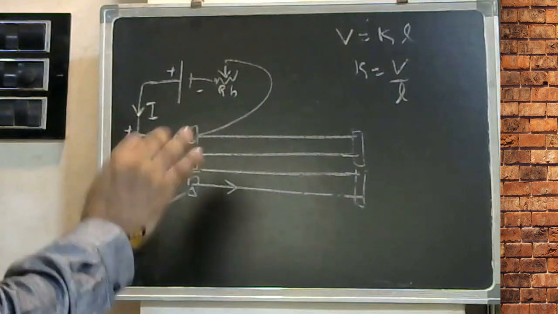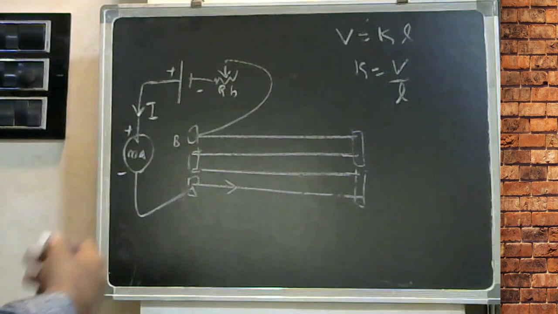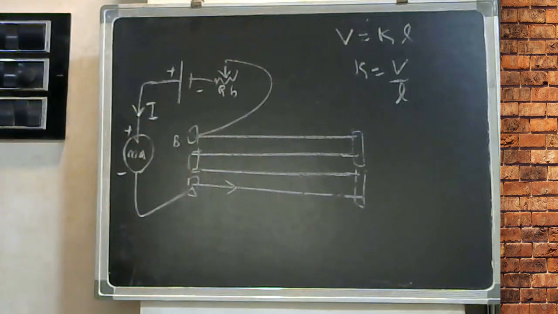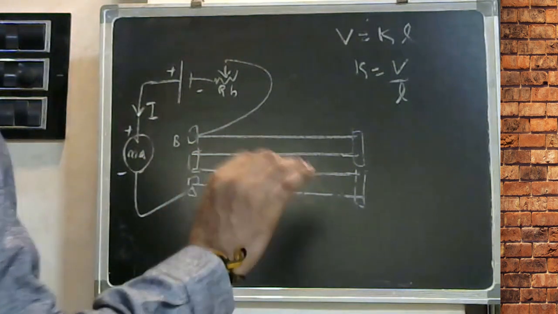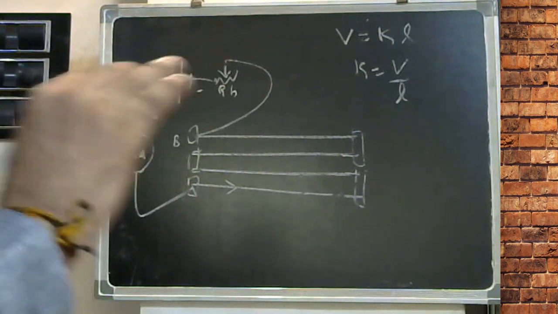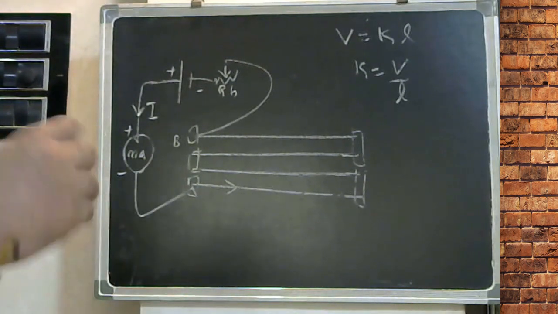So in simple terms, what is V by L? It's voltage drop per length, or you can say voltage drop per centimeter. For every 1 centimeter, your voltage drop is going to be the K value. K value will always help you to increase or decrease the sensitivity of your potentiometer. Your potentiometer becomes very sensitive when your K value is small. So a smaller K value is always better for a potentiometer, because it gets more sensitive.